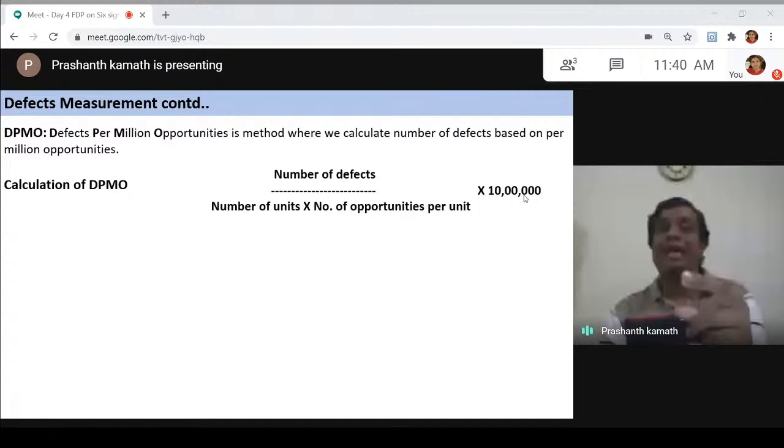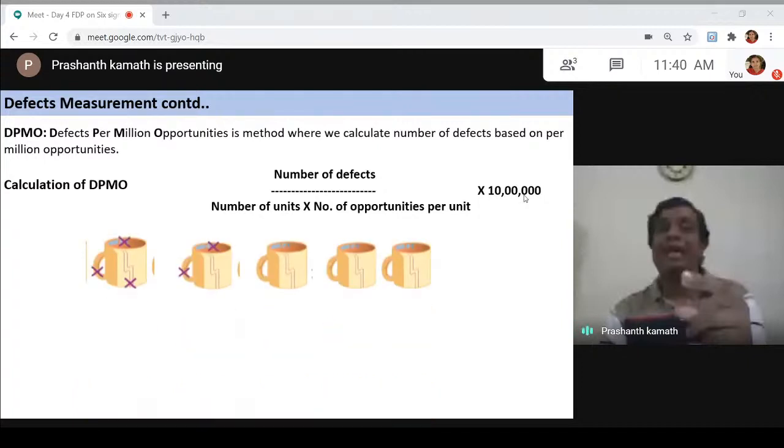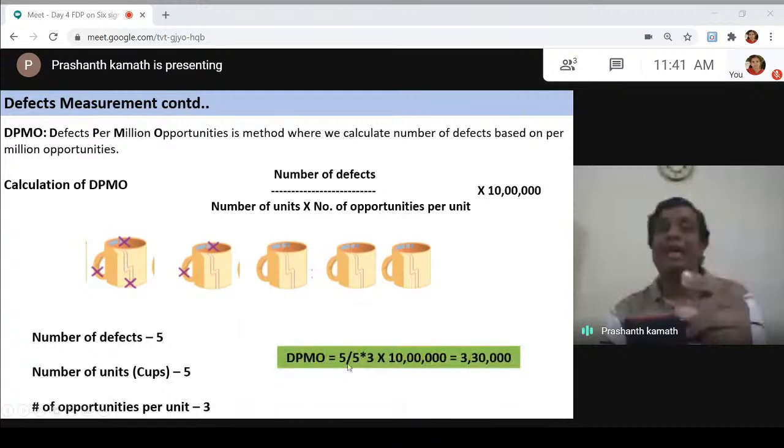Okay, let's look at an example. The same cups I have brought forward, same defects, no difference at all. If it is the same cups, same defects, your DPO would be the same. Number of defects are 5, cups are 5, opportunities are 3, due to which your DPMO will be 5 divided by 15 into 10 lakhs, which is 3,30,000. There you had got 0.33. Because I multiplied that by 10 lakhs, I'm getting 3,30,000.